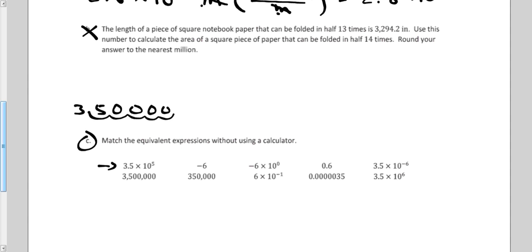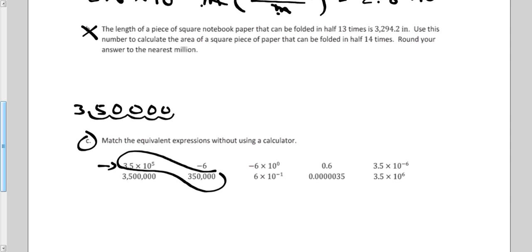So which one is it? It's the one right below it, right? No. It's this one, right? So there we go. How about 6 times 10 to the negative 1? How many times am I moving the decimal point to the left in 6 times 10 to the negative 1? Moving it 1 time, right?